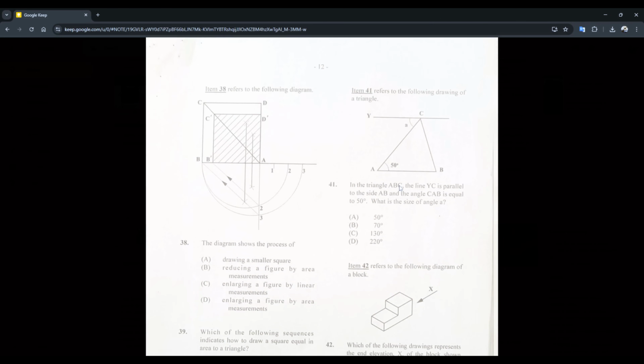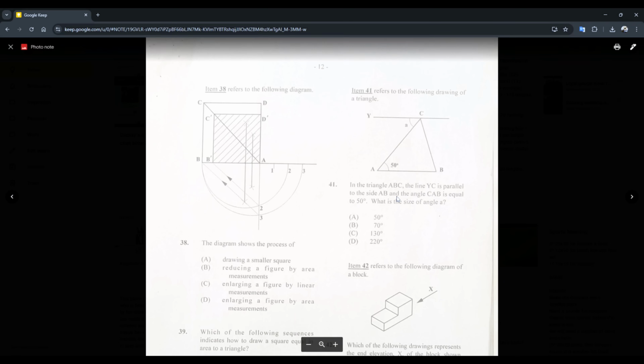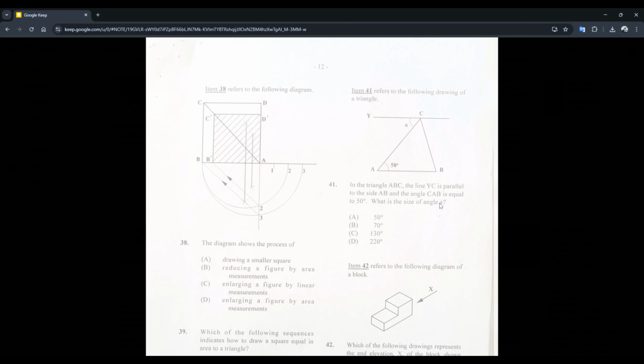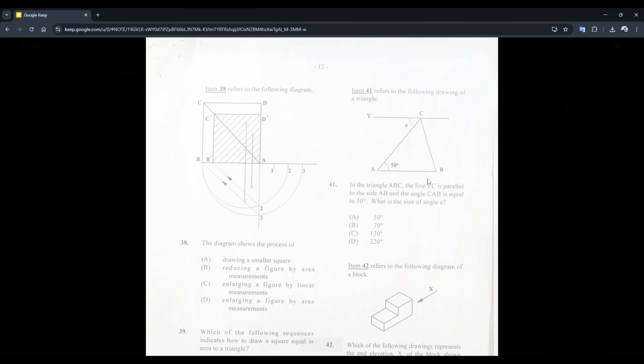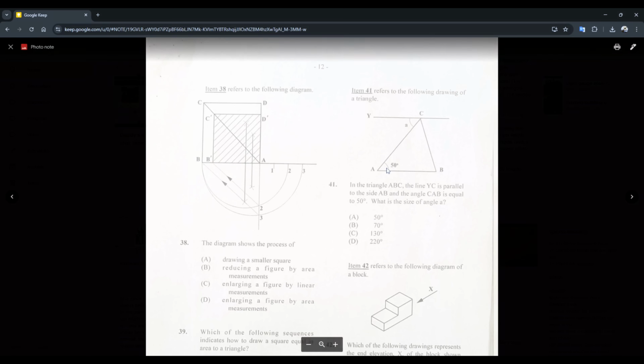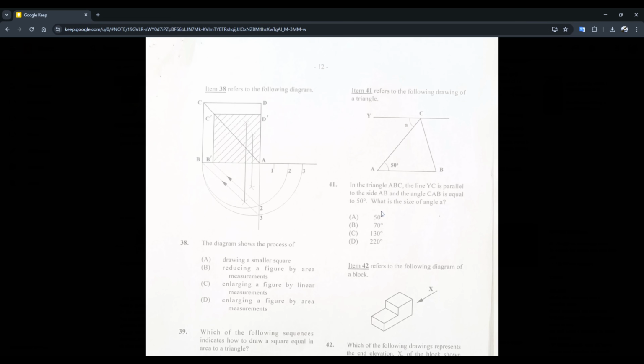41, in the triangle ABC, the line YC, that's this, is parallel to the side AB, that's this, and the angle CAB is equal to 50. So CAB. What is the size of angle A? Right, so what we have here is basically a Z, like this, and these lines are parallel. So if this angle is 50, then this angle is also 50. So the answer is number 41A.